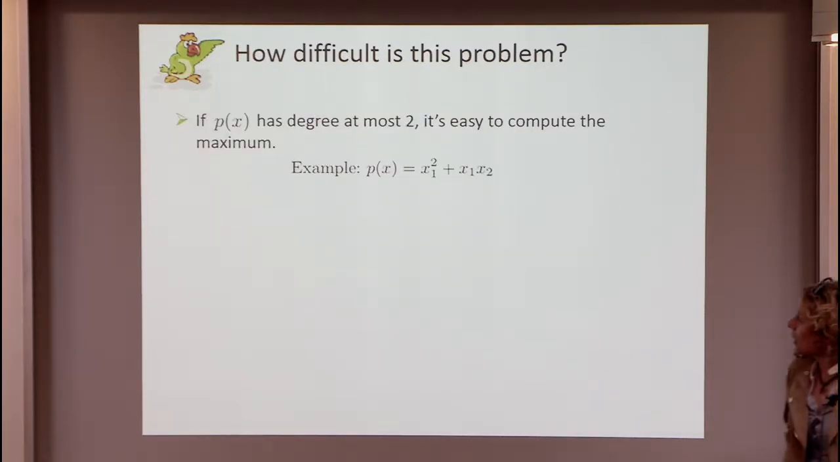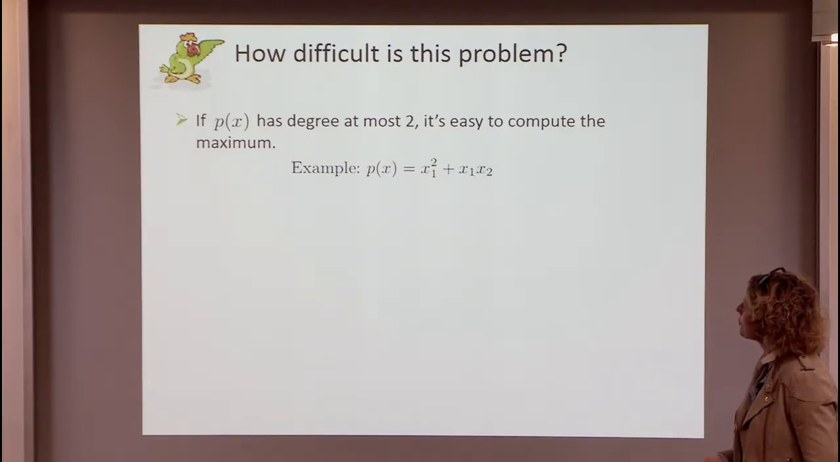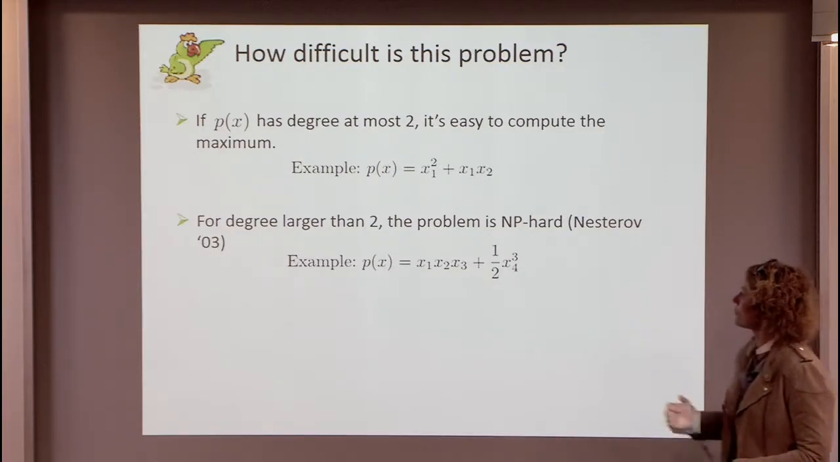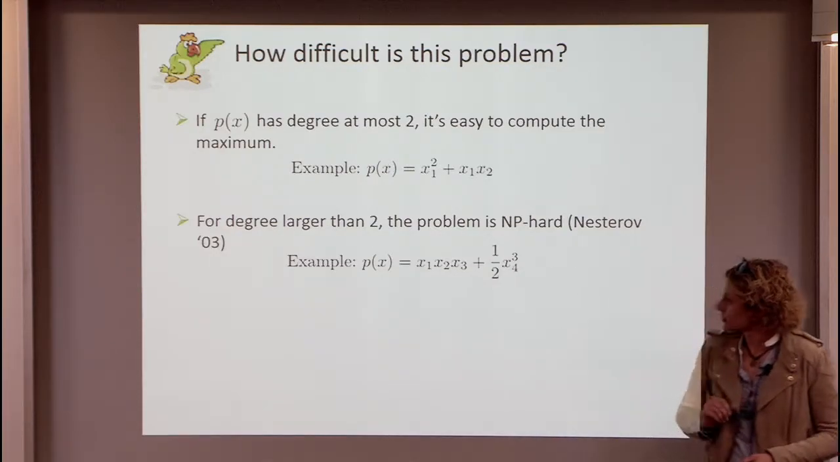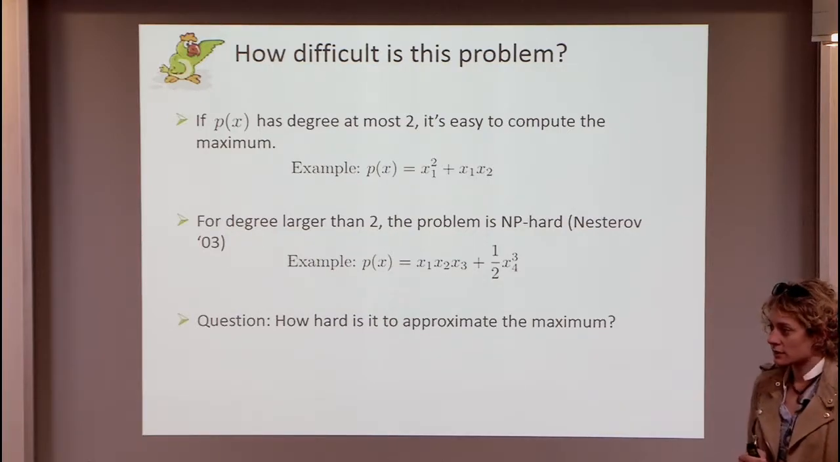How difficult is this problem? If the polynomial has degree at most 2, then this problem is actually easy. For example, for this polynomial on the sphere, it's easy. But for degree larger than 2, in fact, the problem is NP hard. I guess you're familiar with these kinds of results. For this polynomial, for example, I guess this is quite simple. It's difficult. And so the question that I'm going to be concerned with is: finding the exact solution is difficult, so how difficult is it to approximate the max?